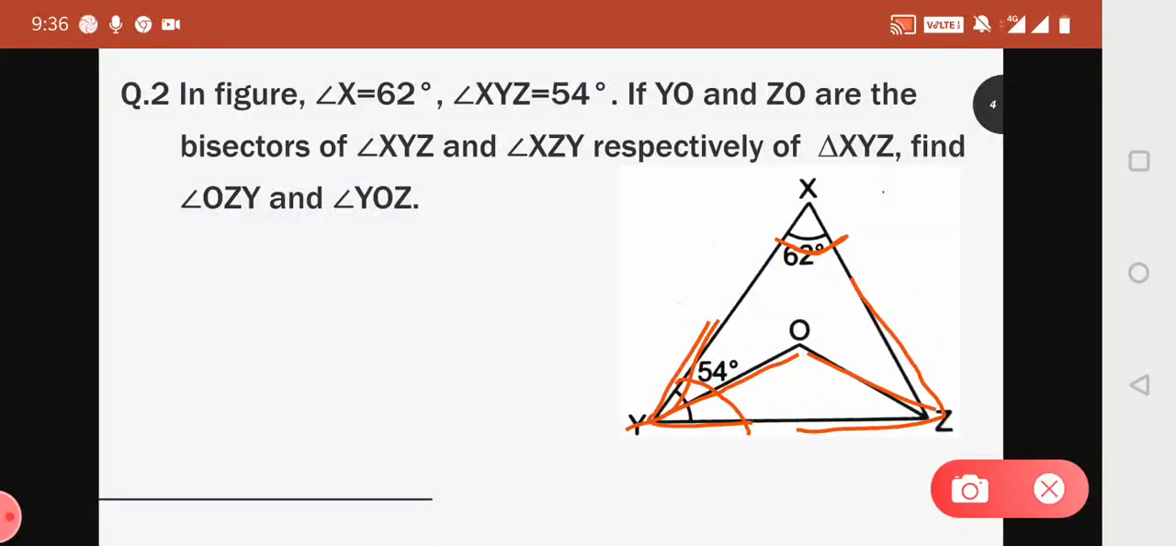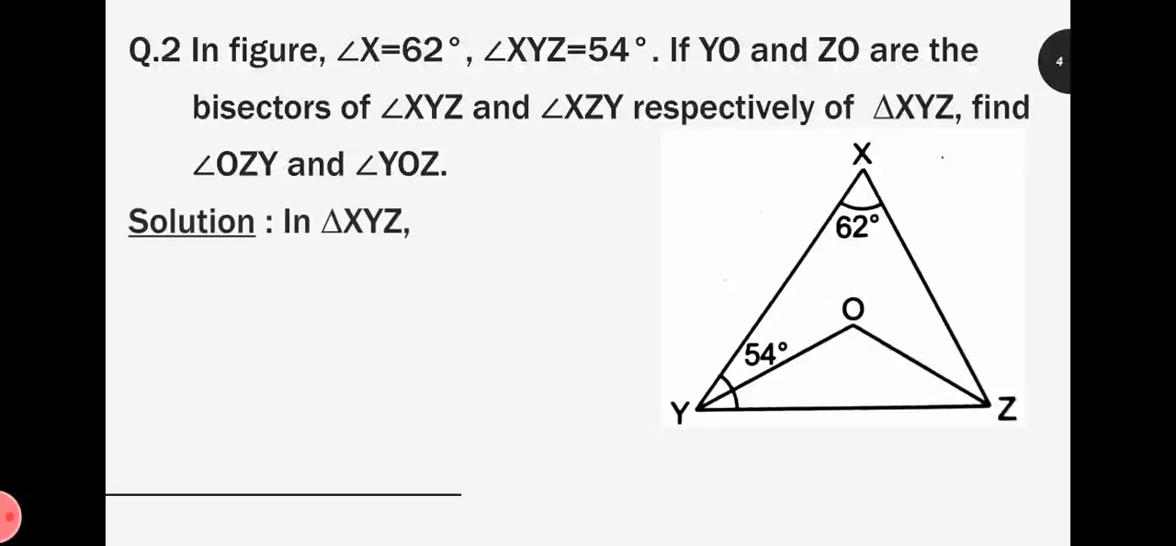Now we have to find angle OZY. This angle we have to find, the small half part. And we have to find this angle YOZ. These two angles we have to find. Let's see the solution. In triangle XYZ, angle XYZ plus angle YXZ plus angle XZY equals 180 degrees.